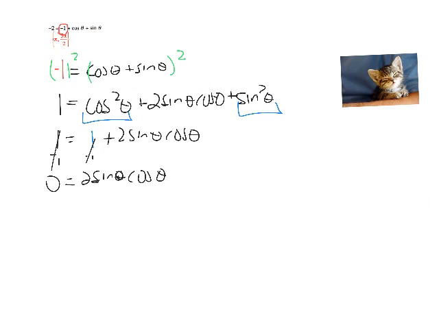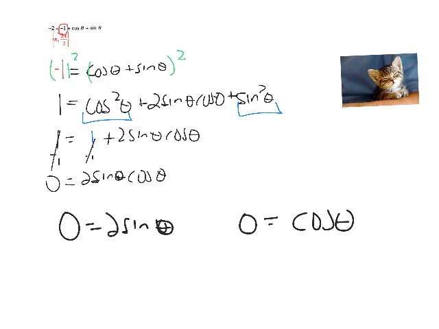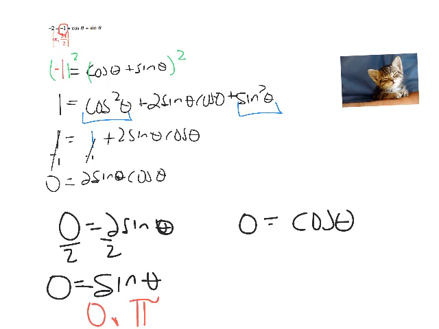So let me get myself a little bit more room. We'll do it that way so it's done differently than the way I did it on the key. So 0 equals 2 sine theta, or 0 equals just a plain old cosine theta. Of course, dividing by 2 doesn't really matter, so 0 equals sine theta there. So where does 0 equal sine theta? 0 equals sine theta at 0 and pi, right? And then over here, cosine theta equals 0 at pi over 2 and 3 pi over 2.